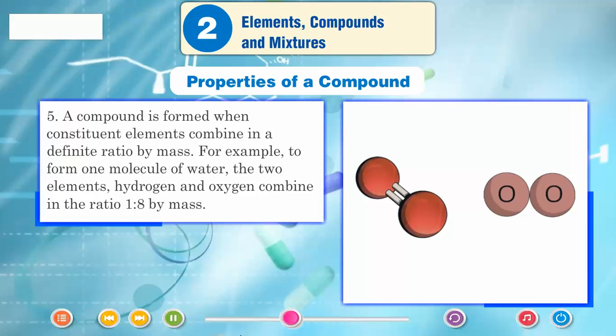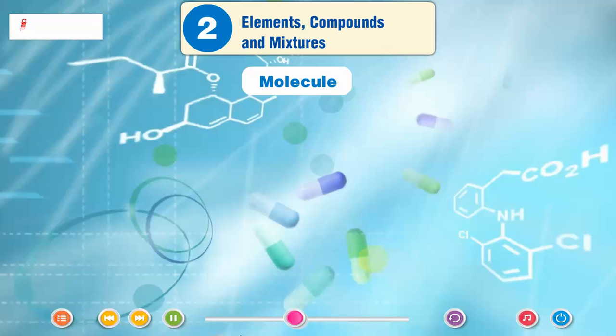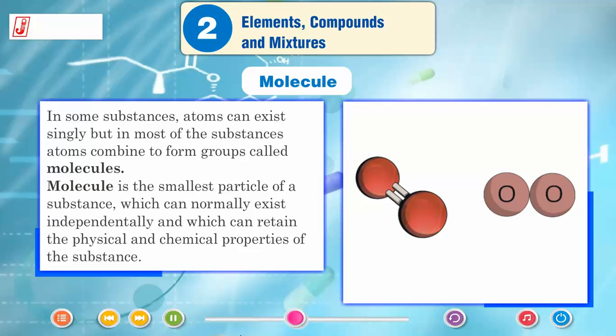For example, to form one molecule of water, the two elements, hydrogen and oxygen, combine in the ratio 1:8 by mass. Molecule. In some substances, atoms can exist singly, but in most substances, atoms combine to form groups called molecules. A molecule is the smallest particle of a substance which can normally exist independently and which can retain the physical and chemical properties of the substance.